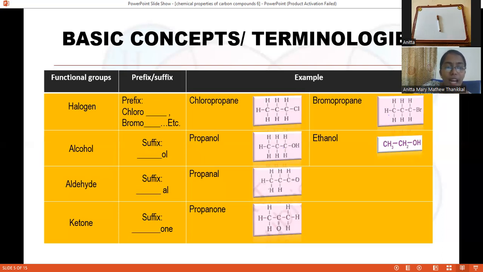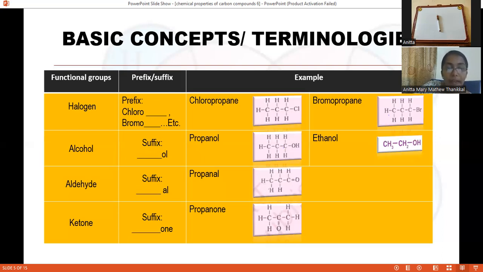The next functional group is alcohol. Here we write the suffix as ol. What is meant by suffix? A suffix is something added after the name. For example, consider Priya Menon. Priya is the name and Menon is the suffix. Mallu Singh. Mallu is the name and Singh is the suffix. So here, propanol. Prop is the name and ol is the suffix form. Next example, ethanol. Ethane is the name and ol is the suffix form.